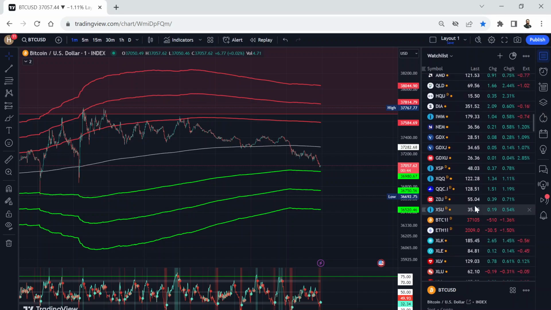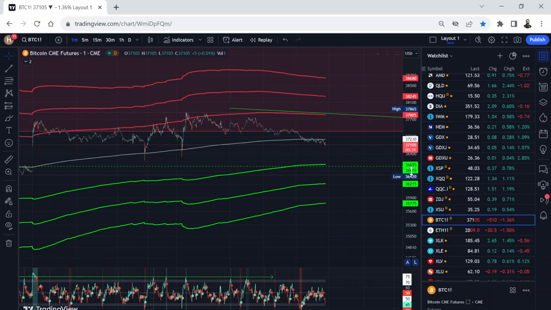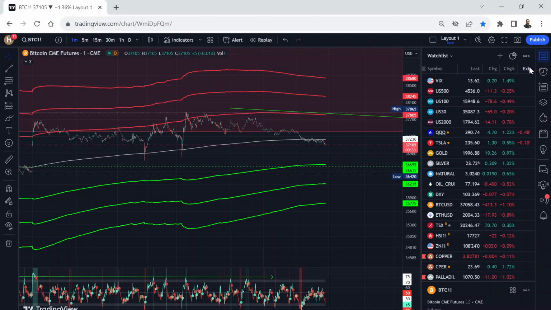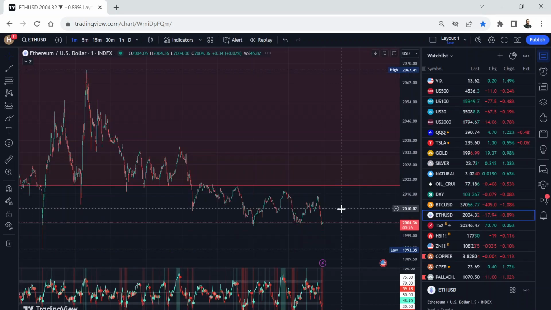Let's quickly look at Bitcoin futures, BTC. You can see this gap here around 36,655. This is what I'm looking for as a target at minimum. It's going to go there and hit there. So still a little bit longer, a little bit lower to go. So keep an eye. I think there's still a little bit of downside there.